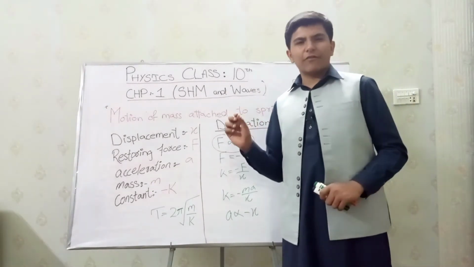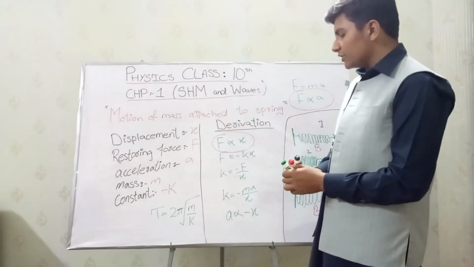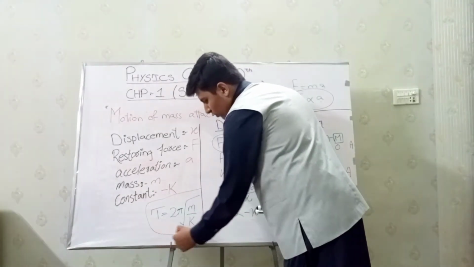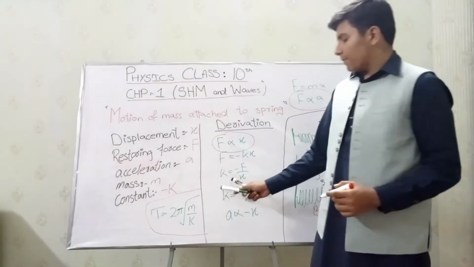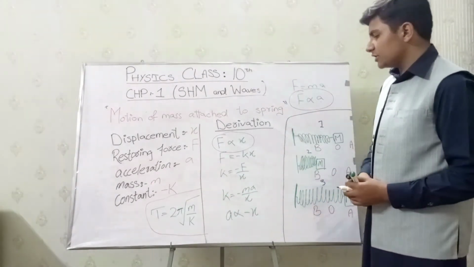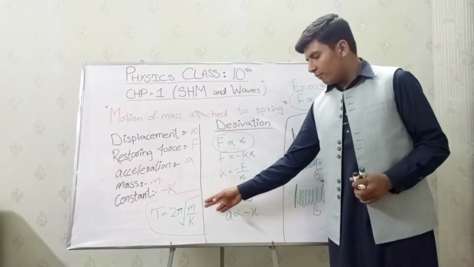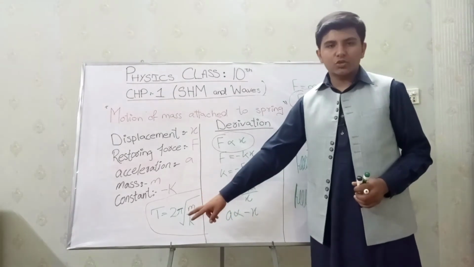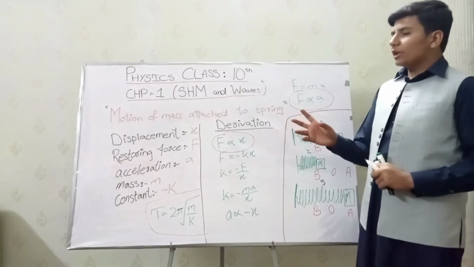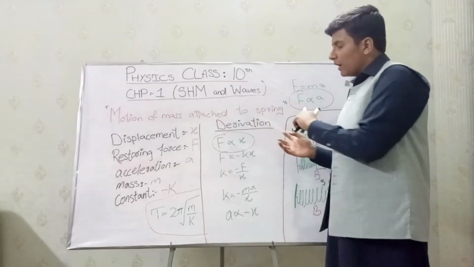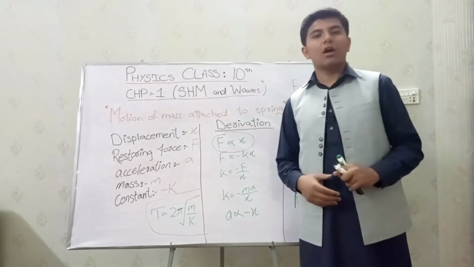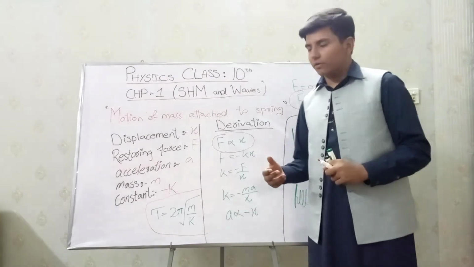It has a very specific formula, with no changes to it. It says that T is equal to 2 pi square root of mass upon K. It's a constant formula, it can't be changed. We can find the value of mass and constant by shifting terms to the other side. Now I'll tell you how this motion of mass attached to spring works and how it functions.